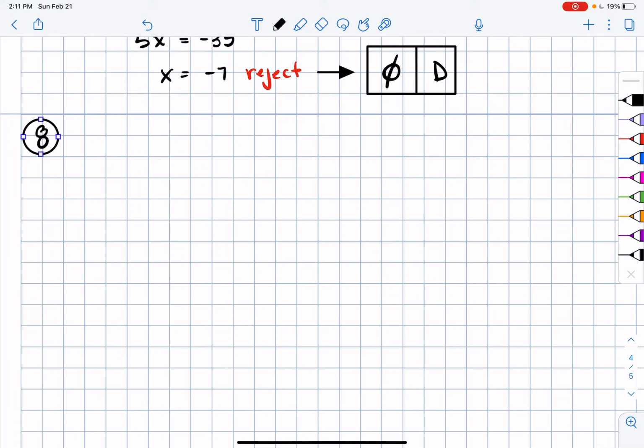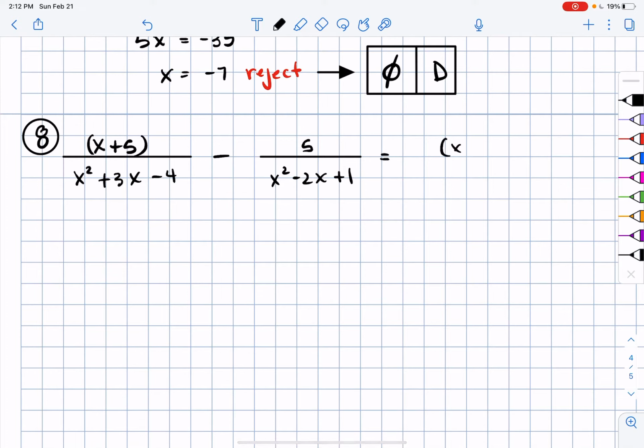Okay, 8, same idea. All right, so I got x plus 5, put parentheses around it, over x squared plus 3x minus 4, minus a 5 over x squared minus 2x plus 1 is equal to x minus 5 all over x squared plus 3x minus 4.